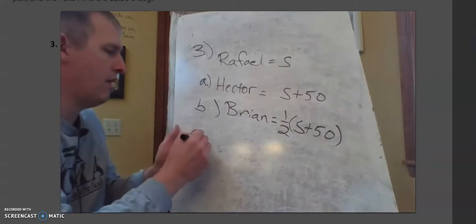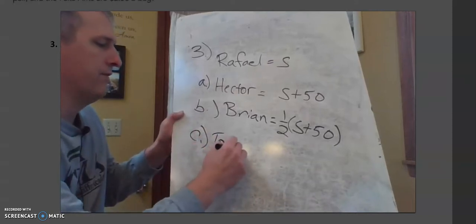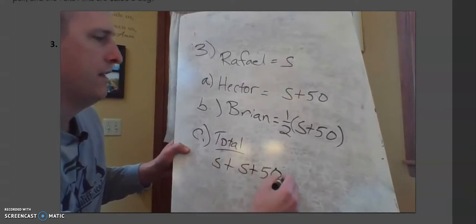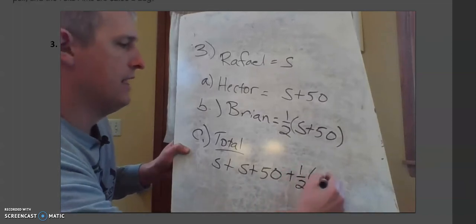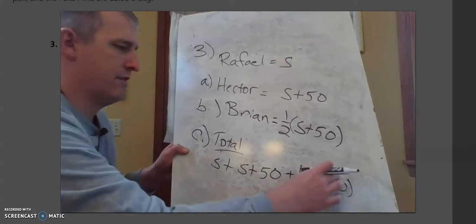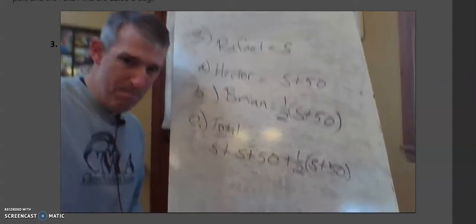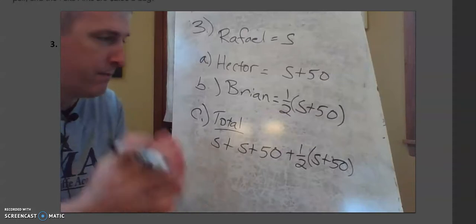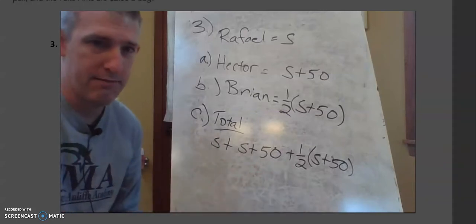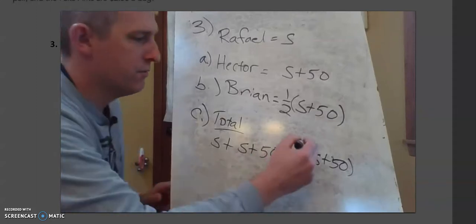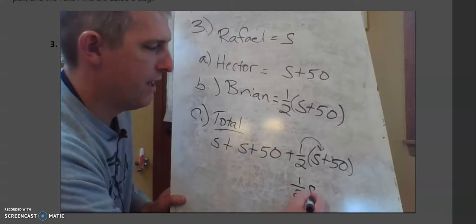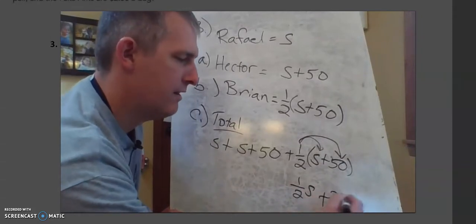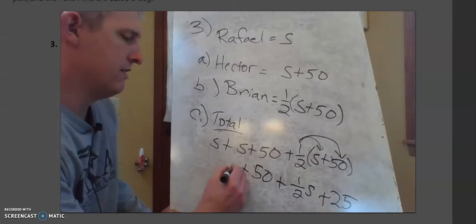Now C says all three together, so I'm going to put total. I could go ahead and write S plus (S plus 50) plus 1/2 (S plus 50) in parentheses. Now, we could clean this up a little bit by combining like terms. But first, we probably should use the distributive property here. We get to see how the distributive property can help. So we're going to do 1/2 of S, which gives us 1/2 S, and then 1/2 of 50. 50 cents, half of 50 cents is 25 cents. So I'm going to say 25 there, and then bring down all this other stuff that I didn't use.